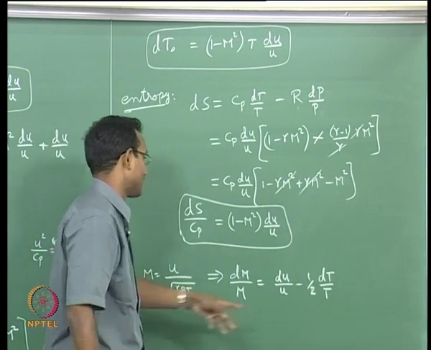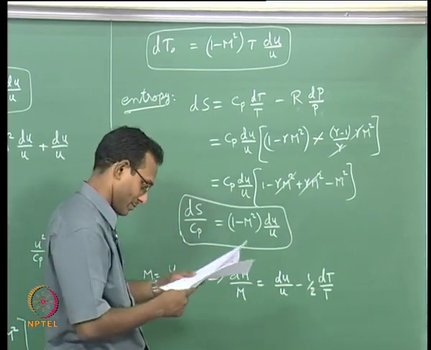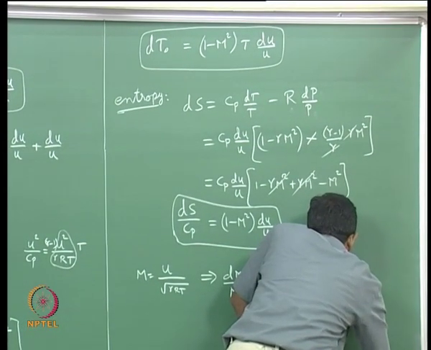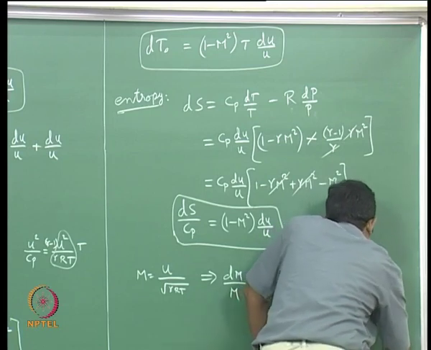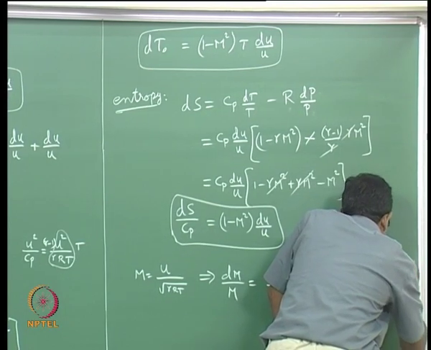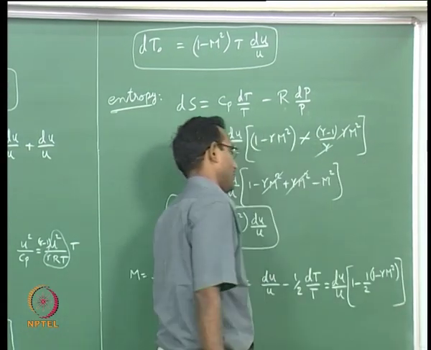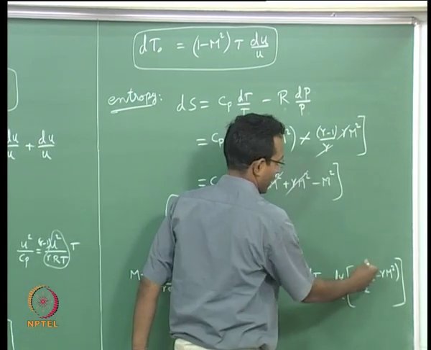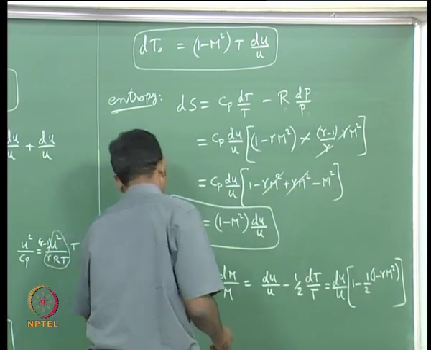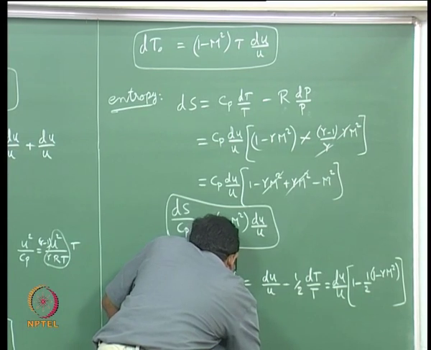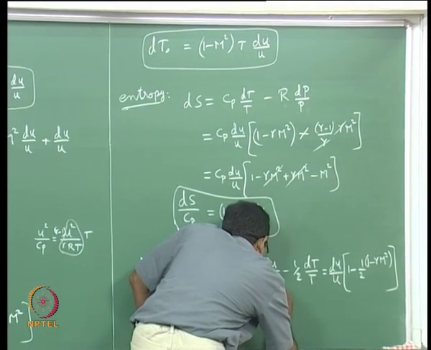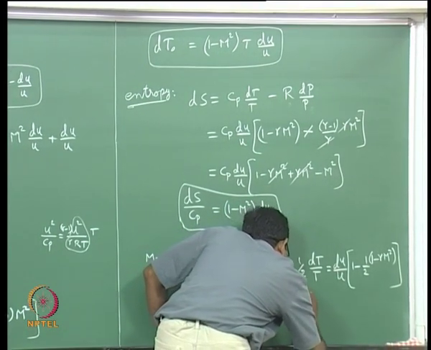So, I have this. Now, I will substitute this dt by t in terms of du by u. That is again a simpler thing to do. So, I will just put it here du by u common factor 1 minus half times dt by t was 1 minus gamma m square times du by u. So, that is this. So, now if you think about it, 2 minus 1 will get cancelled. You will just have 1 plus gamma m square by 2. That will be your final relation. dm by m equal to 1 plus gamma m square by 2 du by u.